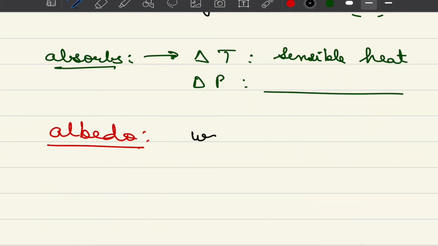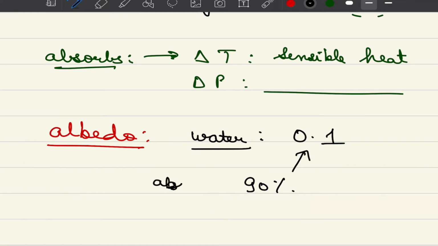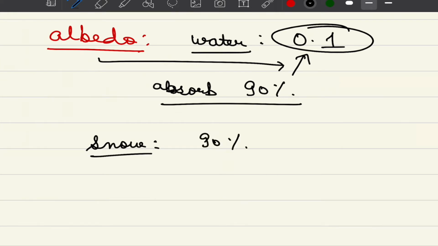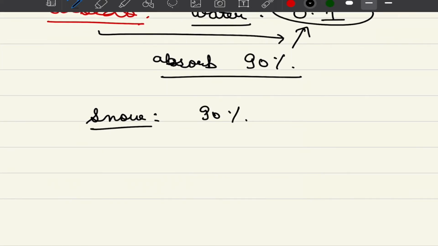So if we talk about water, water has a very low albedo of around 0.1, which means that it will absorb 90% of the incident radiation on its surface. That would mean that the albedo is low, because albedo represents how much is getting reflected back, and only 10% is going to get reflected back. Similarly, if we talk about snow, snow has an albedo as high as 90%, which would mean that it would only absorb 10% of the incident radiation falling on it.